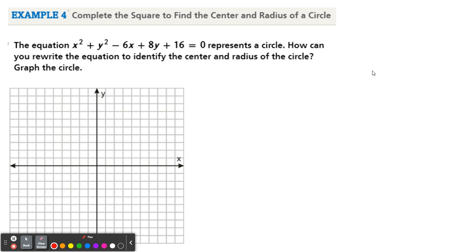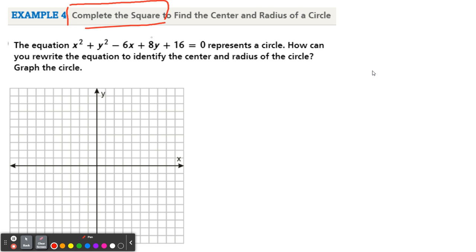So this is going to cover an Algebra 1 concept called completing the square. Notice that you do have an x squared and a y squared, so this is an equation of a circle because both variables are squared. However, there are no parentheses. It doesn't look like the equation, so it's our job to make it look like the equation.